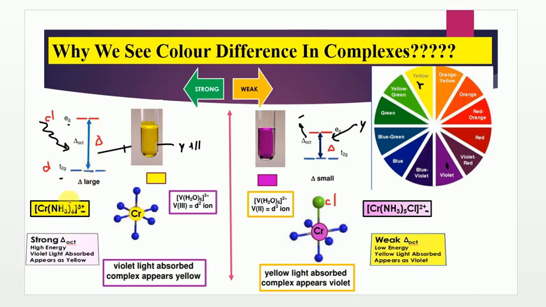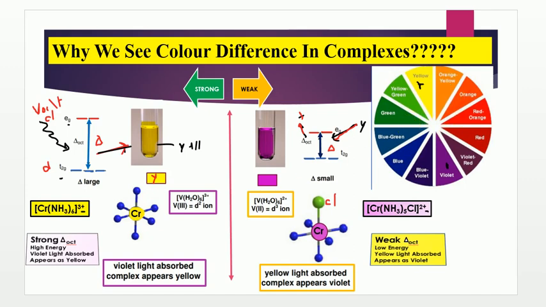In this particular case the chromium hexaamine complex absorbs light in the violet region, and it emits the complementary color, yellow. That is why this complex exists in the yellow color. But when we replace the ammonia with chlorine, this complex absorbs light in the yellow region and emits the violet color. That's why it exists in the opposite, complementary color. This color wheel is so important to understand the color here.